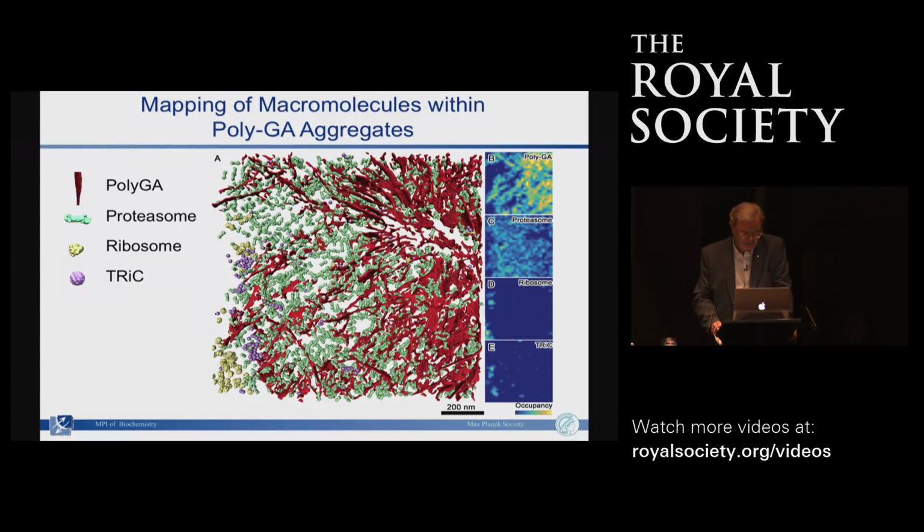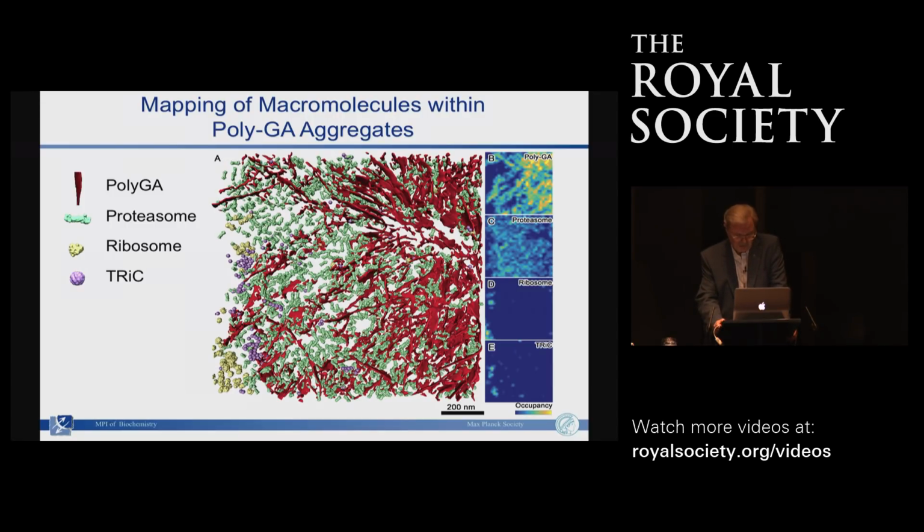TRiC, the eukaryotic chaperone working downstream of the ribosome, forms clusters in the vicinity of the ribosome, but the aggregate itself is densely populated with 26S proteasomes. It's a roughly 40-fold increase in the local concentration of proteasomes inside the aggregate, and that essentially depletes the remainder of the cell of a key component of its protein quality control system.